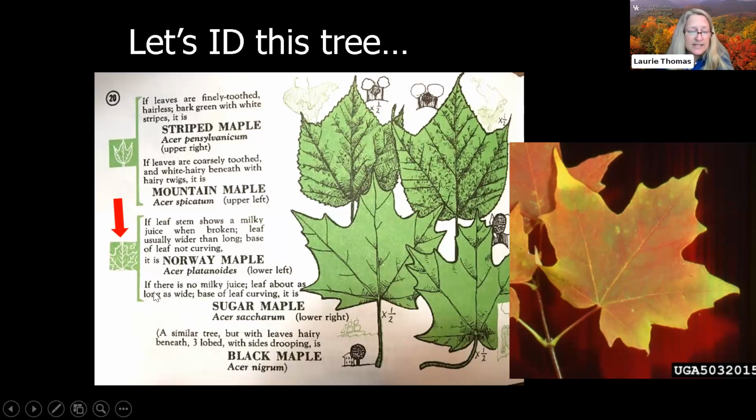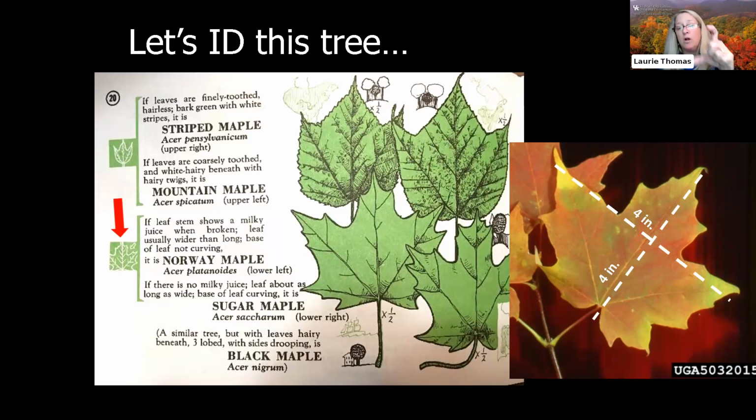Okay, so let's read our second statement. If there is no milky juice and the leaf is about as long as it is wide and the base of the leaf is curving, it's a sugar maple. So the base of our leaf curves, and if we actually measure it out, you see that it's about as tall or long as it is wide. And if you're out in the field, you may wonder, how can I figure that out? Well, on the tree finders, they have a ruler on the back of them, so you can use that. It only goes up to about 6 or 7 inches, but it is helpful. And for this leaf, it would be very helpful. You can measure the difference in the width and the length of that leaf.